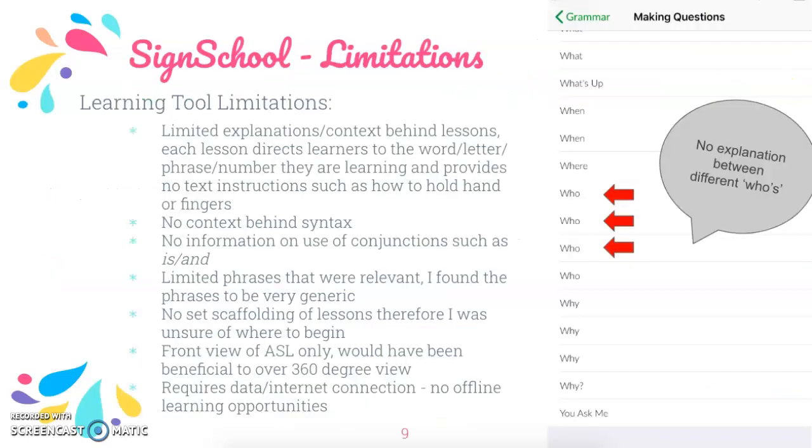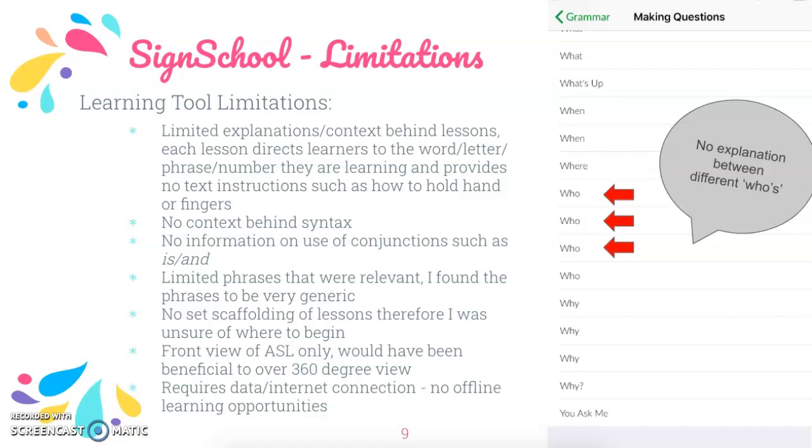A few limitations with the Sign School application were that it was limited with explanations and context behind lessons. Each lesson directed learners to the word, letter, phrase, or number that they were learning and provided no text instructions such as how to hold their hand or fingers while signing that specific word, phrase, letter, or number. There was also no context behind syntax.